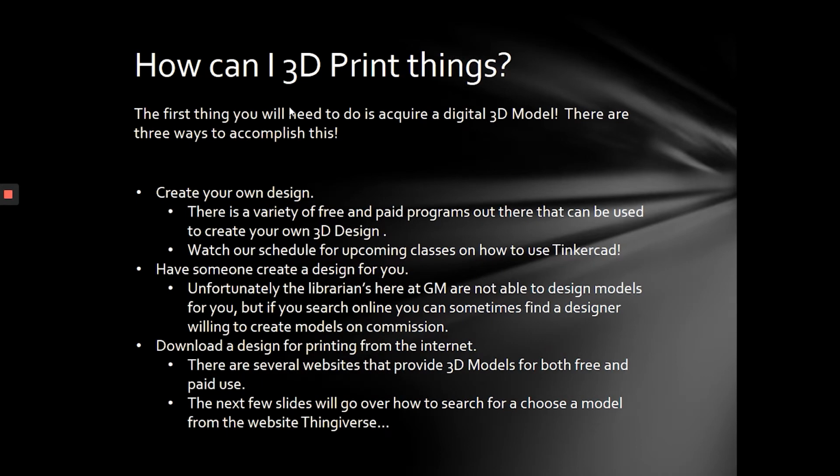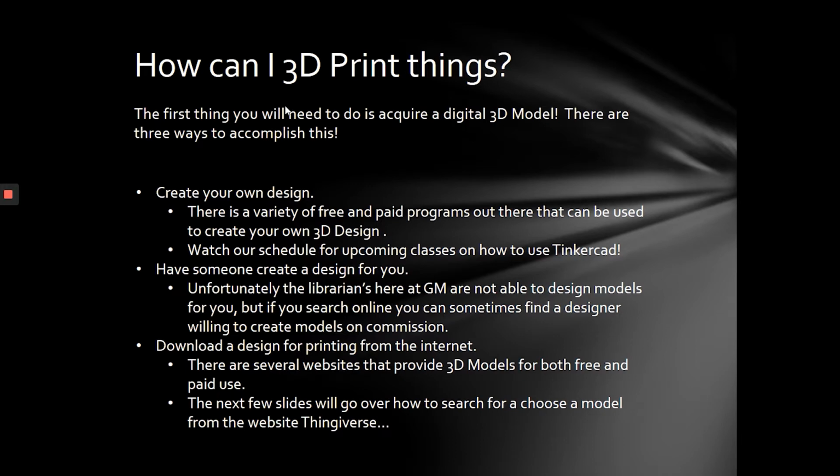How can I 3D print things? The first thing you need to do is acquire a digital 3D model. There are three ways to accomplish this. You can create your own design. There's a variety of free and paid programs out there that can be used to create your own 3D design. So we have a class on how to use Tinkercad, which is free and it's web-based, so you don't have to download anything. And you can create some pretty intricate stuff on Tinkercad.